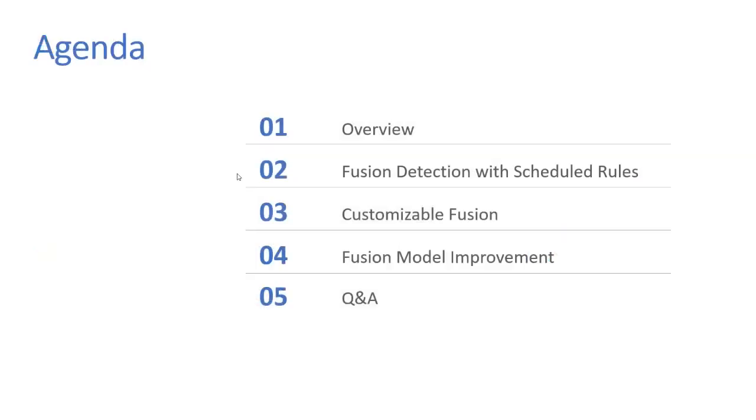For today's session, we will start with an overview of Fusion. We will then talk about the Fusion detection with scheduled rules and some use case scenarios. Following that, we will cover how you can customize Fusion detection for your environment. Lastly, we will talk about the improvements we make to the Fusion ML model, specifically the scoring part. At the end, we will leave some time for Q&A, but please feel free to type your questions in the chat as we go, and we will respond to your questions as soon as we can.